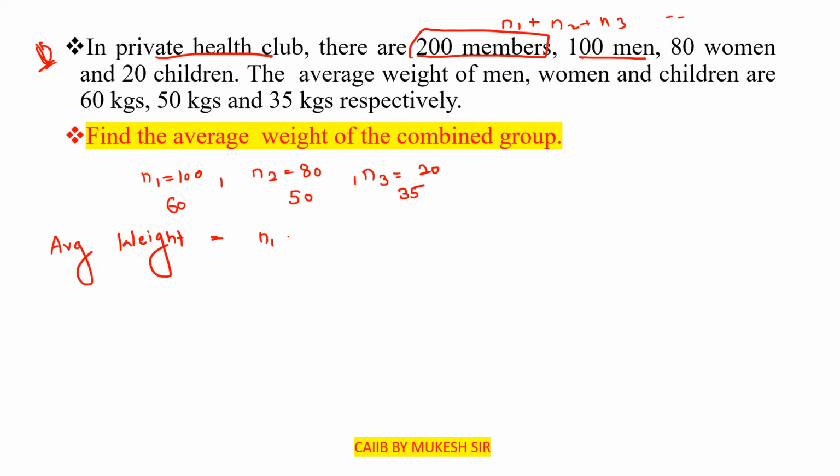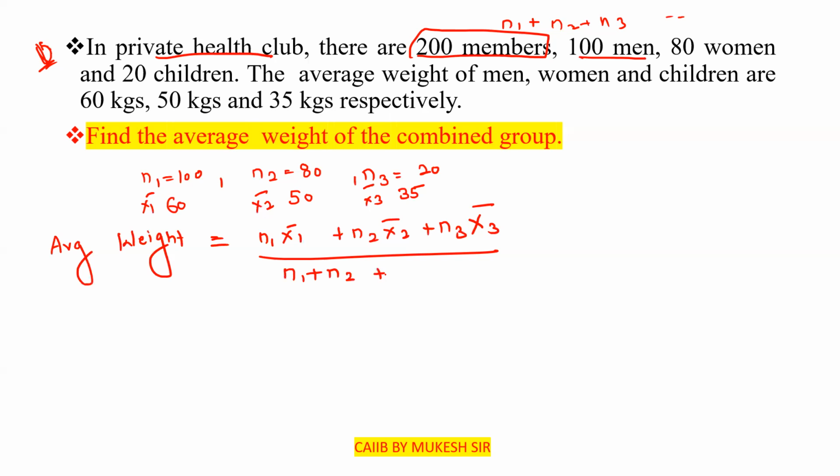Average weight is equal to N1 X1 bar plus N2 X2 bar plus N3 X3 bar upon N1 plus N2 plus N3. So what is N1? That is 100 into X1 bar, which is 60, plus N2, that is 80 into 50, plus 20 into 35, upon 200.